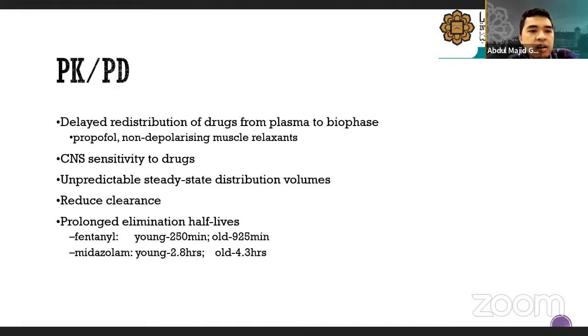The changes in drug handling can be from absorption, distribution, metabolism, and excretion. There will be marked reduction of these factors, resulting in problems, for example, delayed distribution of drug from plasma to biophase, and increased sensitivity to the drugs because the brain is actually reduced in neurotransmitter, unpredictable steady-state distribution volumes, reduced clearance as mentioned before, and prolonged elimination half-life due to inability of the organs to metabolize the drugs.